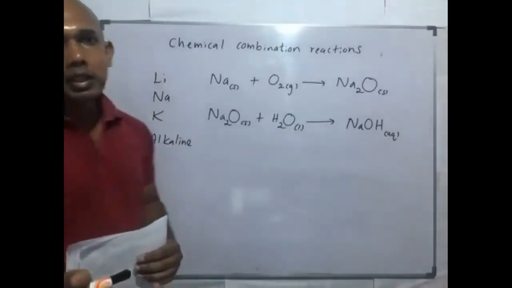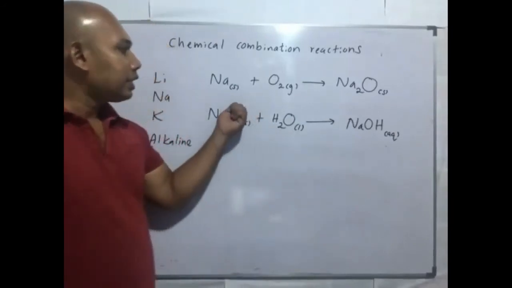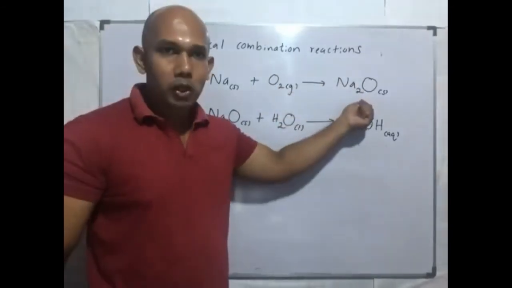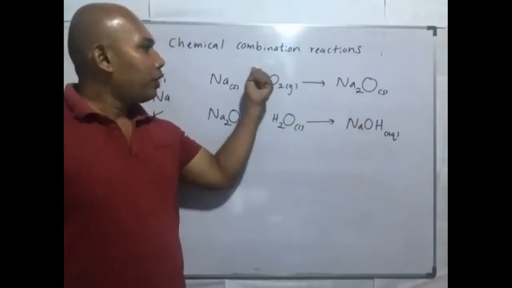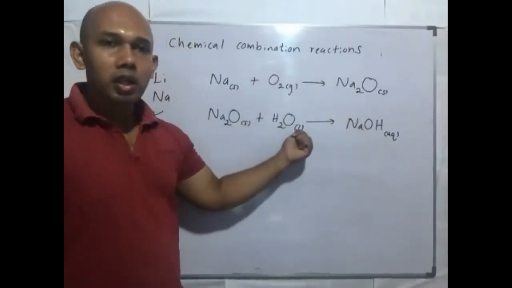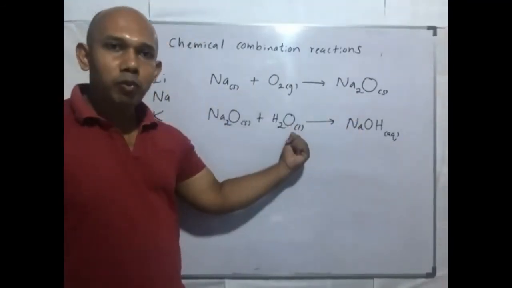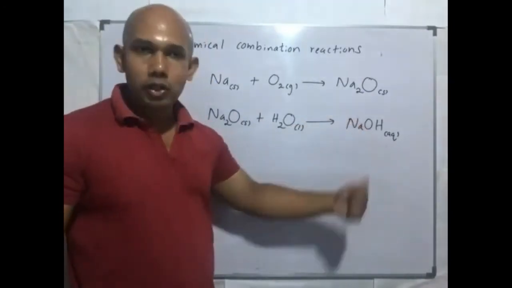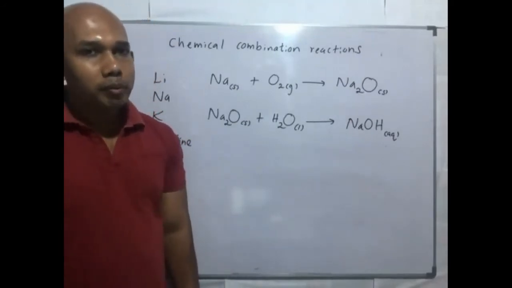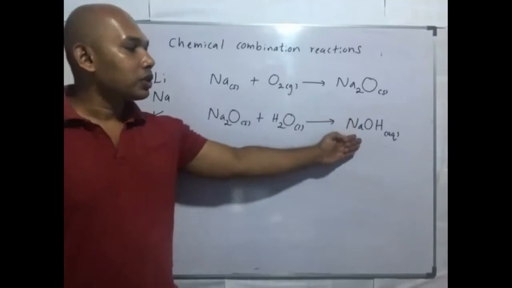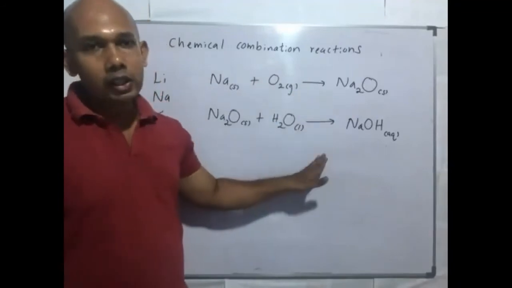Another example, magnesium and calcium, second group elements. Calcium reacts with oxygen making calcium oxide. Magnesium reacts with oxygen making magnesium oxide. Calcium oxide reacts with water making calcium hydroxide. Magnesium oxide reacts with water making magnesium hydroxide. Right? How do you call them? Weak bases. They are called weak bases, right? But the formation of such strong bases and weak bases is considered a combination reaction, right?